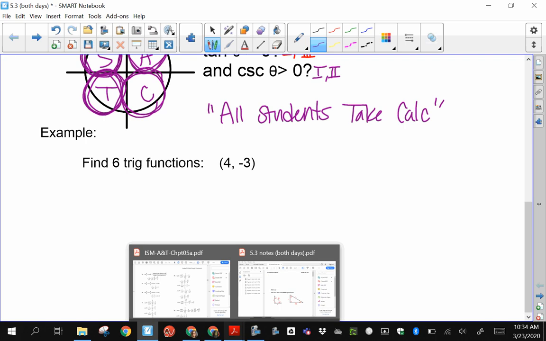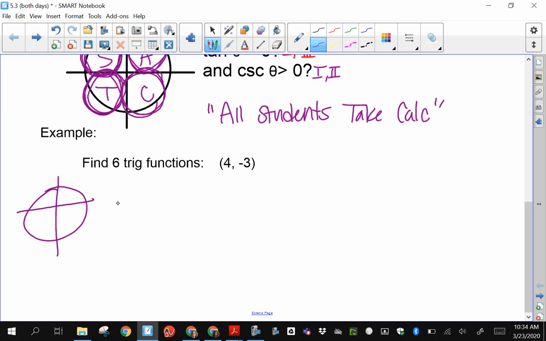Okay, so let's do an example, finding all 6 trig functions for the ordered pair (4, -3). Let's try drawing the circle again. X value of +4. Y value -3. That's a 3, 4, 5 triangle. Remember, our radii are always going to be positive. Here's my theta, my reference angle. Remember, it's always created with a vertex at the origin, and you're always going to have an acute angle there.